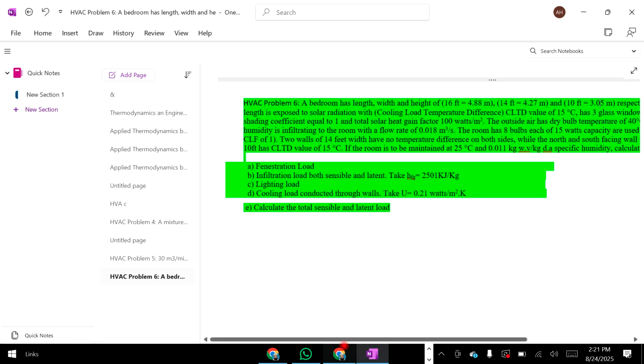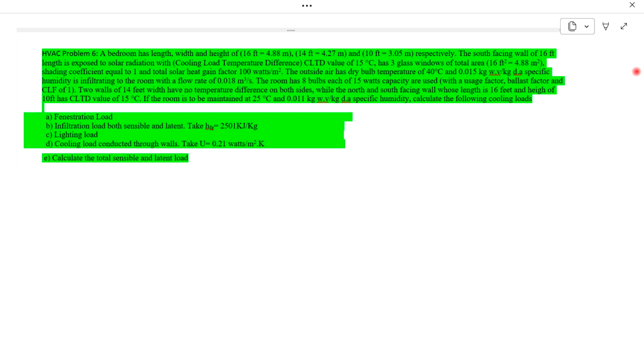Bismillahirrahmanirrahim. In this lecture, we are solving problem 6 from HVAC course, heating, ventilation, and air conditioning. The statement is a bedroom has length, width, and height of 16 feet, 14 feet, and 10 feet.